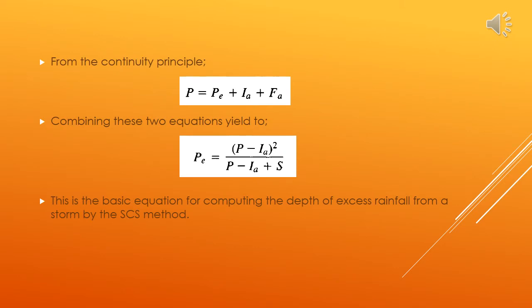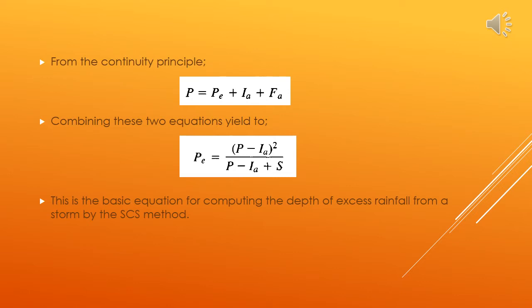From the continuity principle, we know that the precipitation is equal to the excess rainfall, like direct runoff, plus abstraction plus the depth of retention. So this total is equal to precipitation. So input is equal to output. This is the continuity principle.